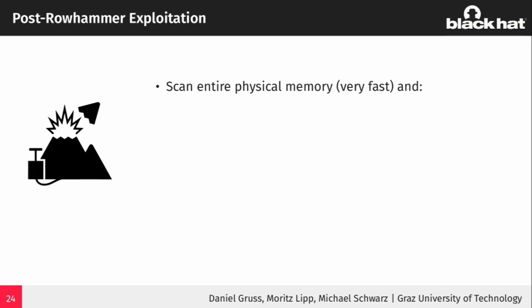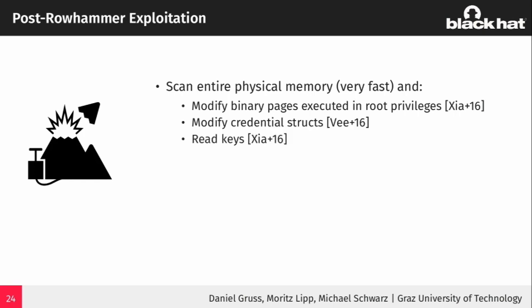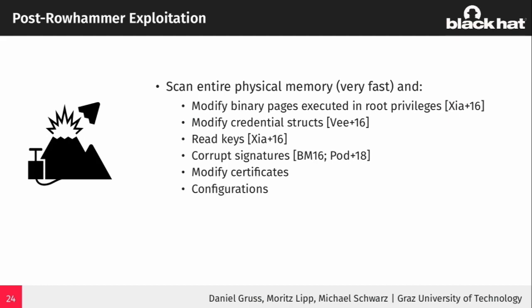We have a lot more possibilities. When we have bit flips, we can modify binary pages, have different code, credential structs. We can corrupt keys or signatures, so basic fault attacks we know. We can modify certificates to point to different stuff or make them valid again. We can flip configuration files, because we usually have some binary configurations in there to enable or disable something. So there are many, many possibilities with just one simple bit flip that we can induce with Rowhammer.